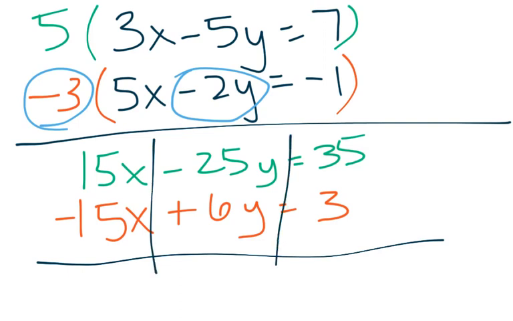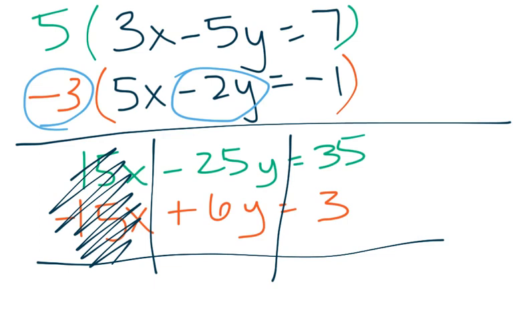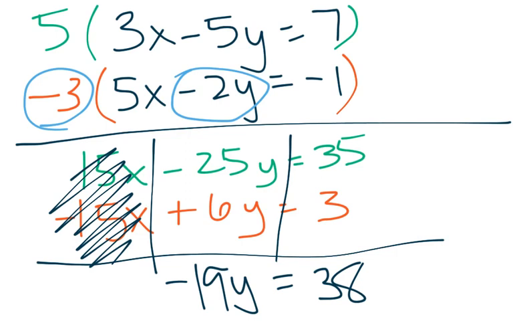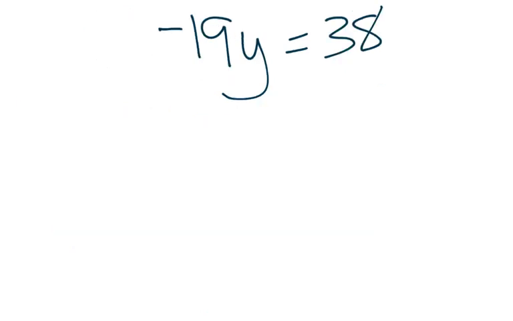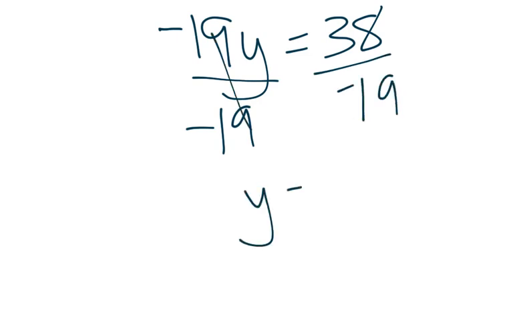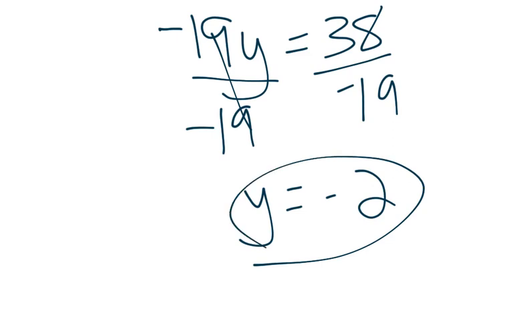Now we're ready to add our columns, and the 15x's go away, and then we have negative 25 plus 6. Negative 25 plus 6 is negative 19y. And then that's going to equal 38. And I'm going to give myself more room. So we're going to divide by negative 19 on both sides. And we get that y equals negative 2. So we have one of the variables solved for. Y definitely equals negative 2.